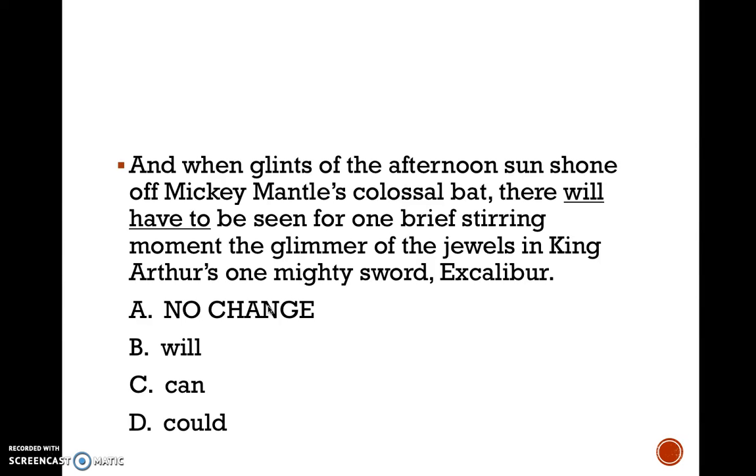So what can we eliminate? Will is present tense. We can eliminate it. Can is present tense. We can eliminate it. But could is a conditional, and because it is more flexible, it can be past tense, right? And that's why could is the correct answer there. So, and when glints of the afternoon sun shone off Mickey Mantle's colossal bat, there could be seen. So you could see it for one brief moment. So that's why that is the correct answer.